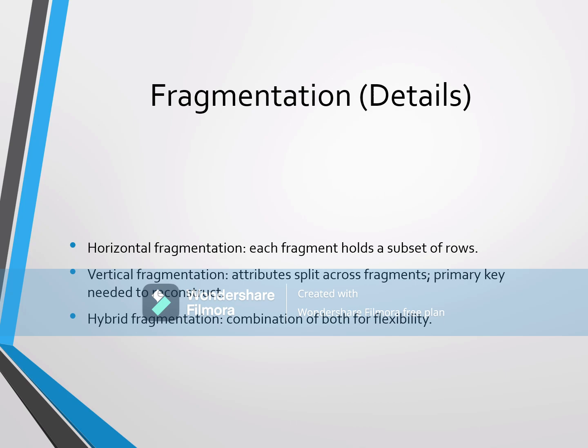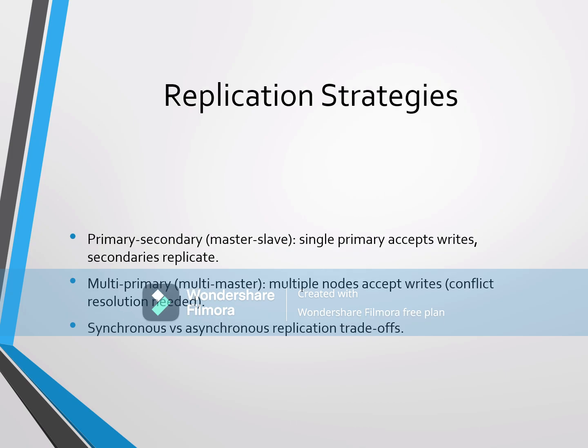Replication increases availability and read performance by keeping multiple copies of data. Primary-secondary, or master-slave, models designate a single writable primary and replicate changes to read-only secondaries.